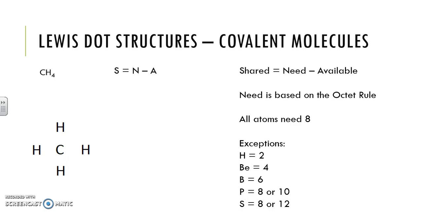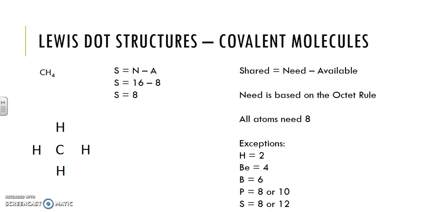Available is how many valence electrons the atoms actually have. Carbon actually has 4. Each hydrogen has 1. That would bring our total to 4, 5, 6, 7, 8. So our S equals N minus A is 16 minus 8. That gives us a total of shared electrons of 8.